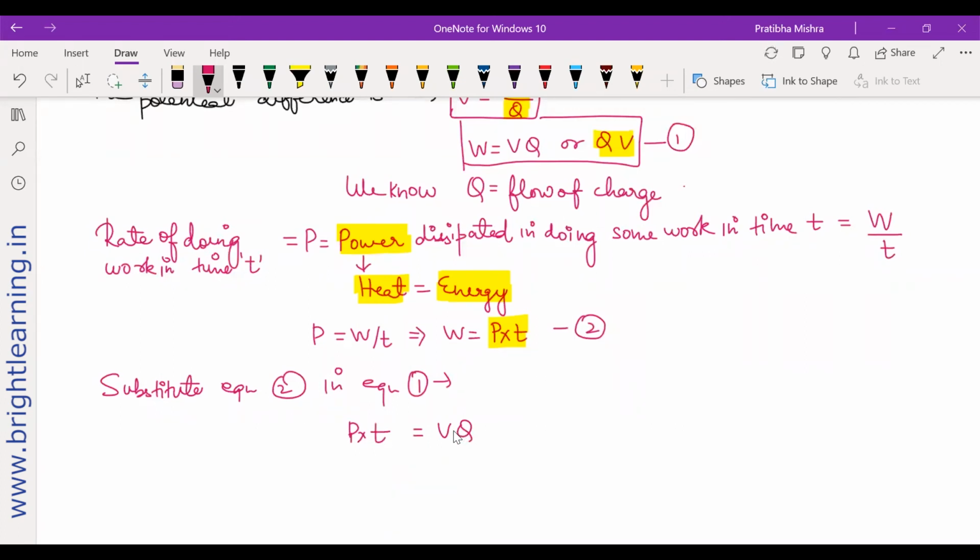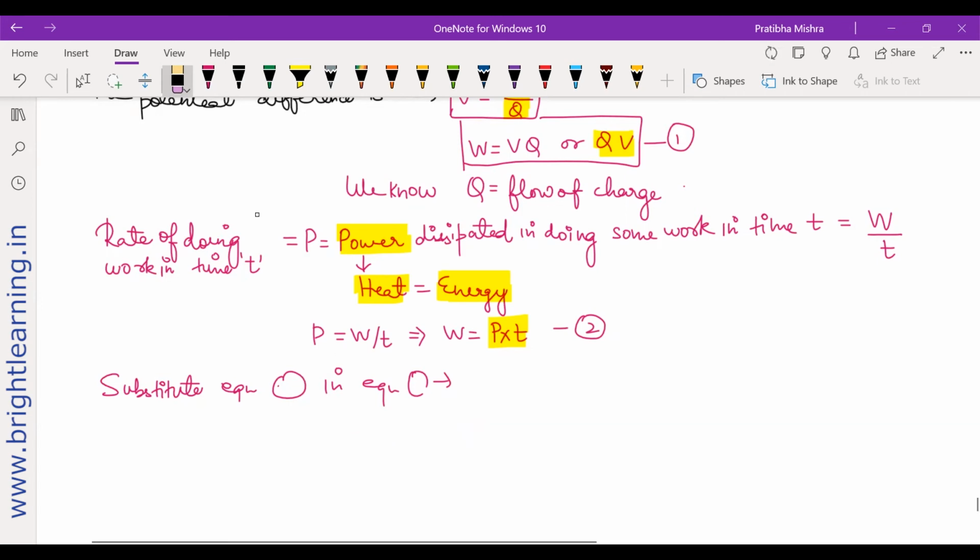Yes, you can do that. Or else, if you want, you can substitute it in this way also. Or if you want, you could have substituted W as VQ. Anything is fine. Substitute equation 1 and 2, I think that will be better. Let us do it the other way to make it easier for you. Otherwise, you might get confused.